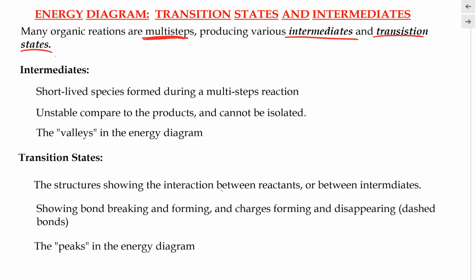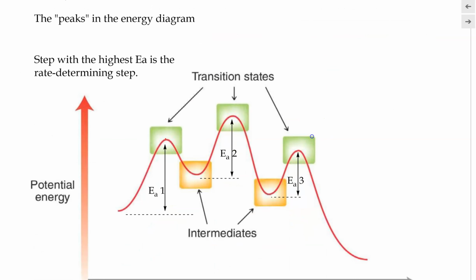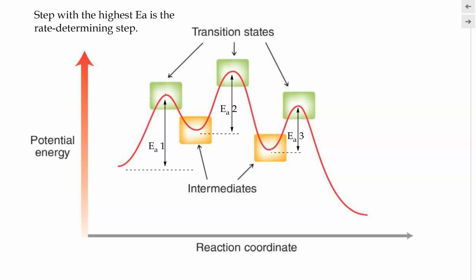The intermediates are basically short-lived species that form during a multi-step reaction, and they're unstable compared to the product and therefore cannot be isolated. And these are basically the valleys in the energy diagram. So here below is an example of the energy diagram of a reaction. This point right here is the starting point of the reactant, and here is the product. All the valleys in between the reactant and the product are known as the intermediates.